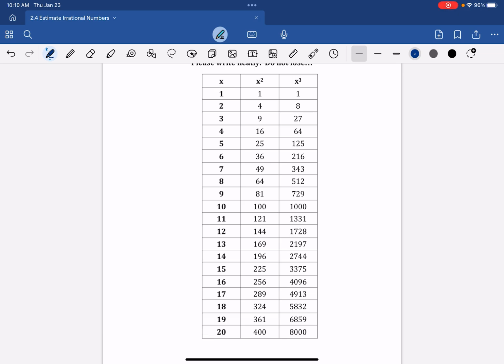So pause the video so that you can write all these numbers down, and when you're done filling in the table, go ahead and work on your 2.4 homework.